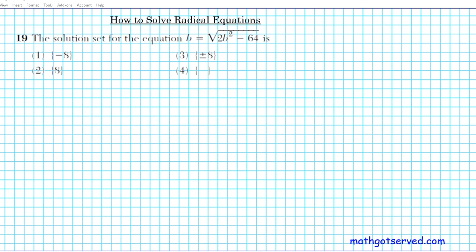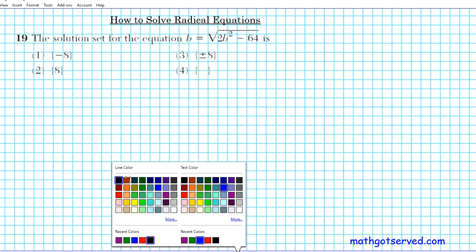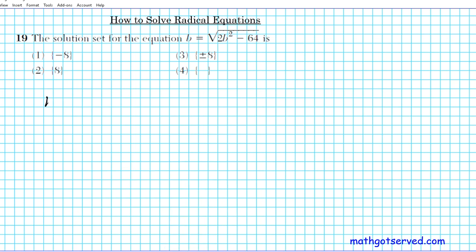Alright, let's take a look at question 19. In question 19, we are being assessed on how to solve radical equations. The radical equation that we're solving is as follows: b equals the square root of 2b squared minus 64.